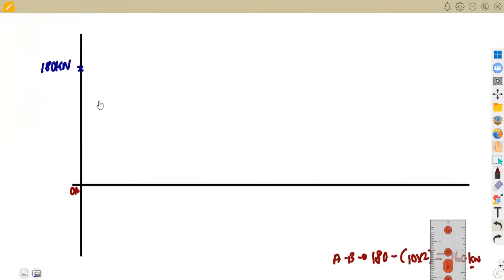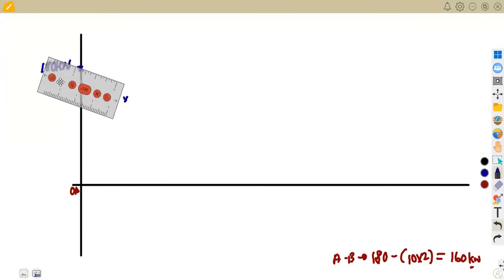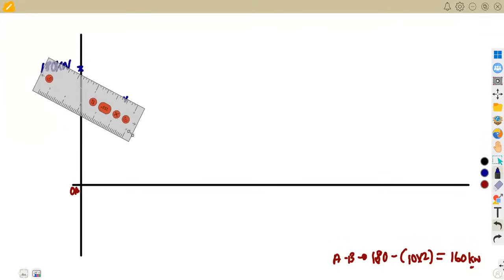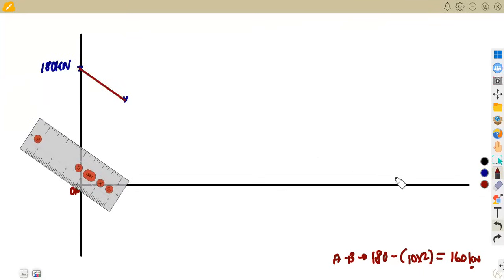And like I said, a distributed load is going to be a slanted line. So we are going to mark at 160, maybe 160 is somewhere here, then you join. So it is going to be a slanted line like this. So we're going to have from this point a slanted line joining to this point. Okay, so that's the condition that you're supposed to have at the end. So this is at 160 kilonewton.